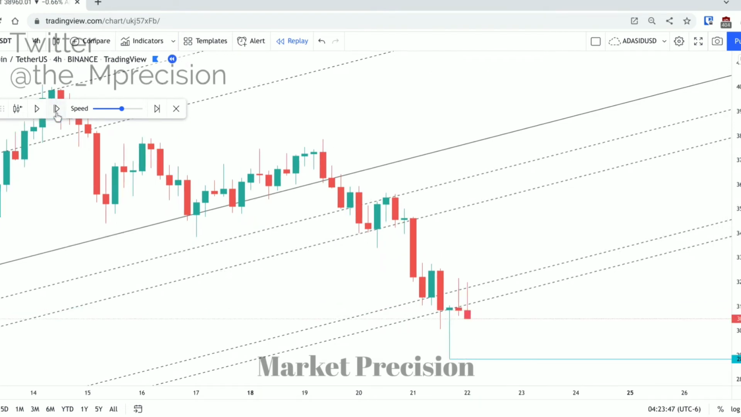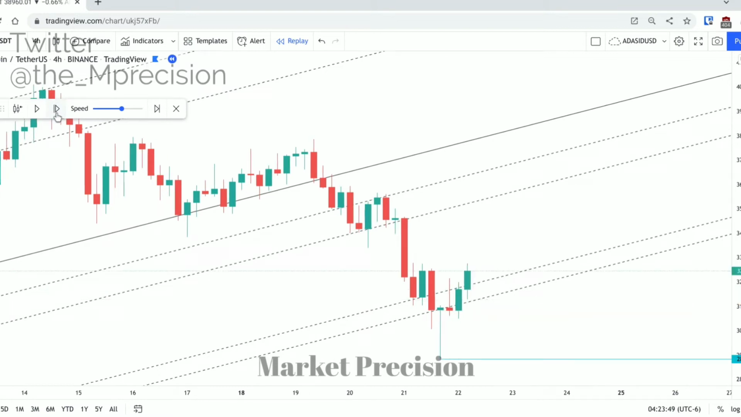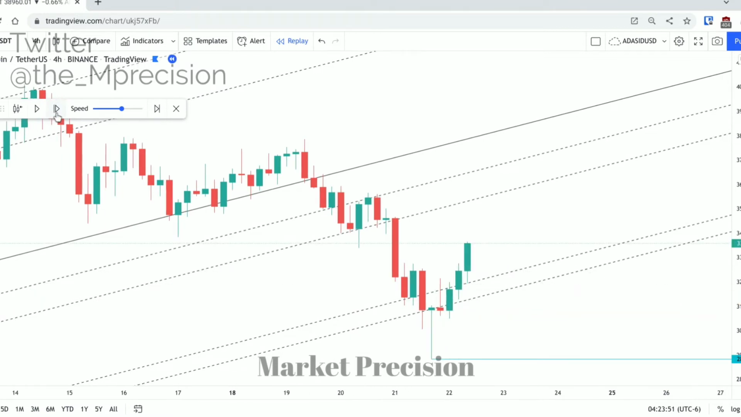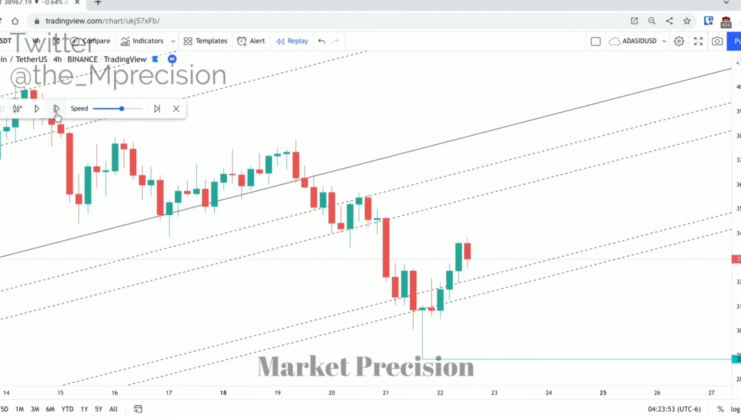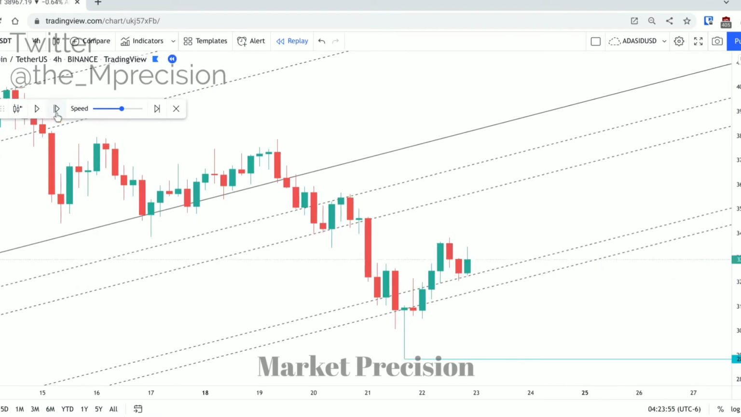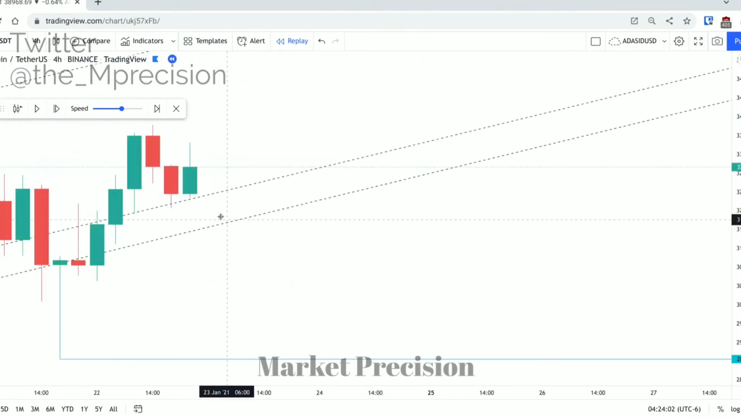Now it's not exactly working out right now. Still not working out. Still not working out. Yep, worked out. I got my first green candle here, which is completely outside and not touching it.